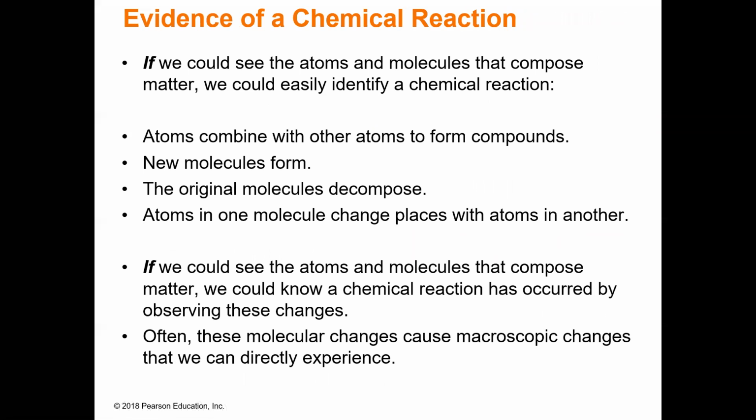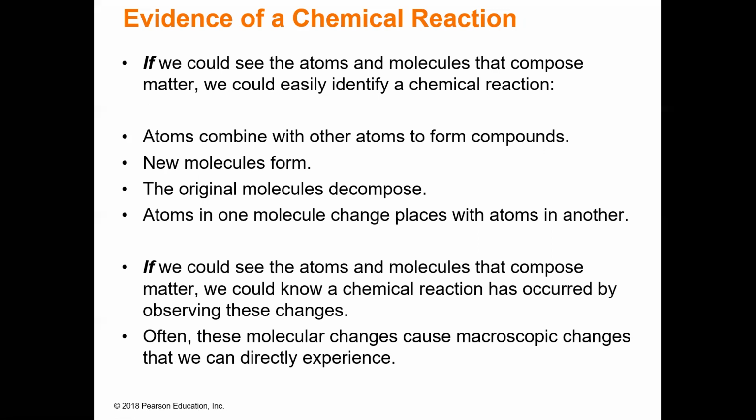Evidence of a chemical reaction. How do you know a chemical reaction has occurred? Well, if we could see the atoms and molecules that compose matter, it would be really easy for us to determine if it was a chemical reaction, because atoms would switch partners, they would move around, they would form new molecules, or they would decompose from the original molecules. We'd have this sort of dancing around of the atoms.